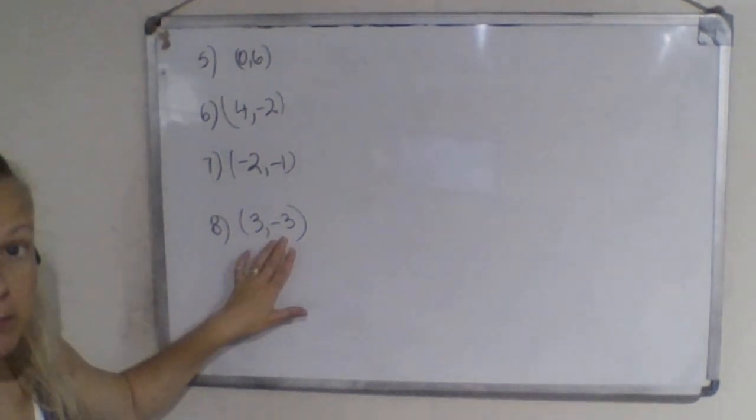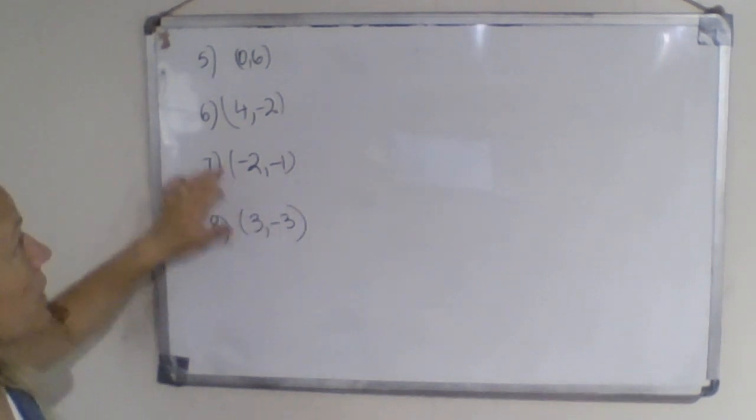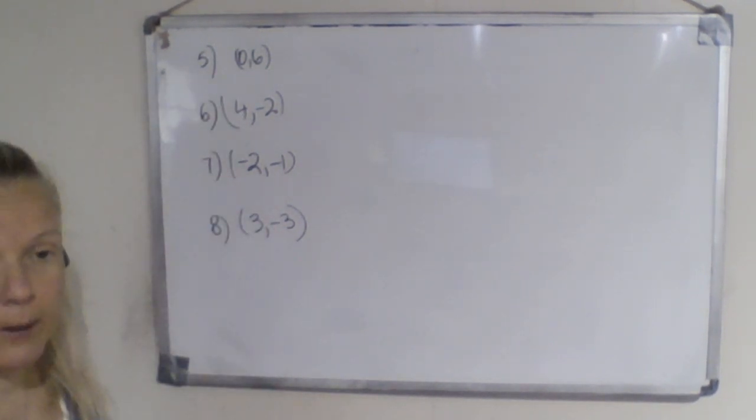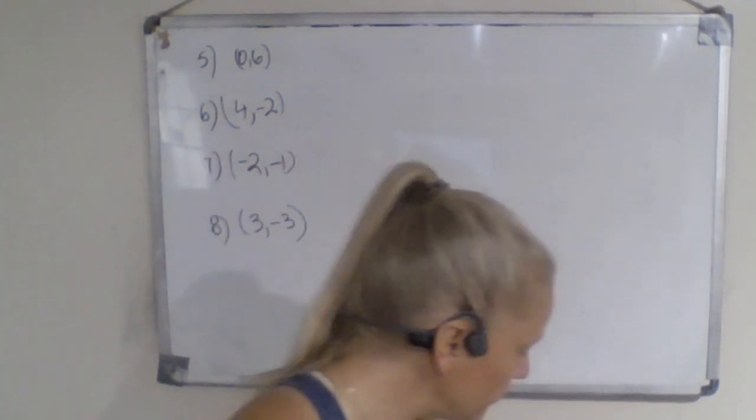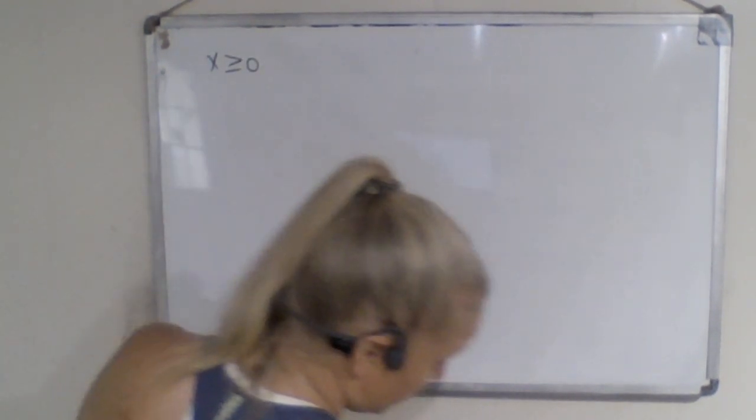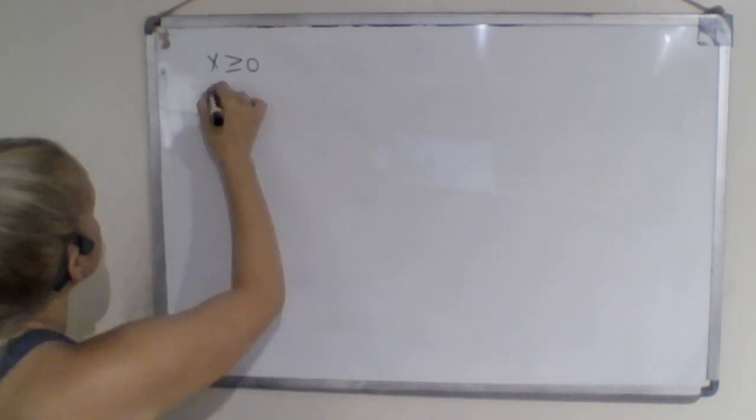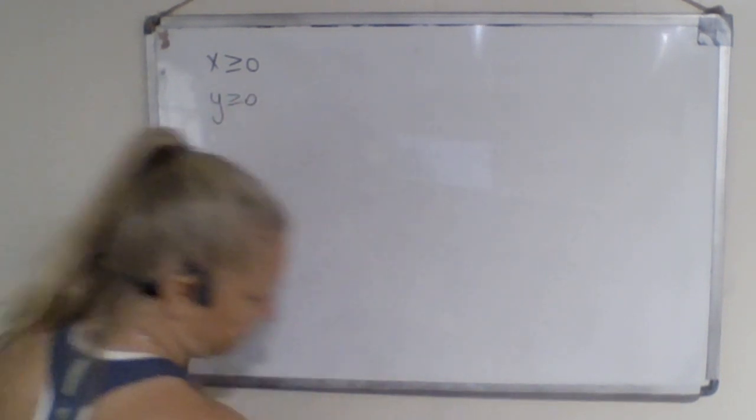If these are not it, please pause the video, go back, and see where you went wrong on each one of them, okay? And if not, we're going to move on to 3.3, which is graphing linear inequalities. So we have stuff like this. x is supposed to be greater than or equal to 0. y is supposed to be greater than or equal to 0.